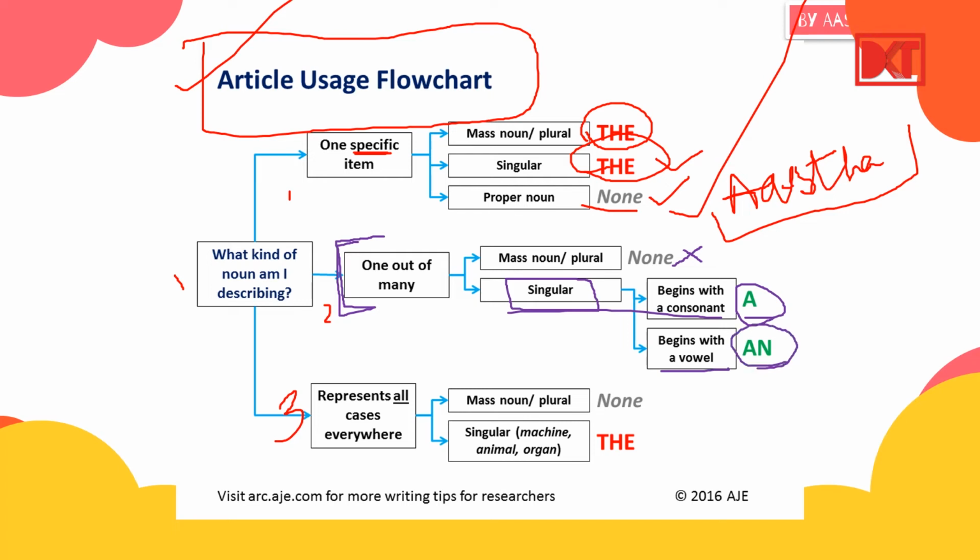Then third category will be the one which represents all cases everywhere. Which kind of noun? We are describing the one which represents all cases everywhere. अगर plural है तो कुछ नहीं, और अगर singular है तो we will be using the. Okay? क्योंकि ये जो है this is representing all the cases everywhere. ये एक specific है जिसका कोई alternative नहीं है. It is being representing everywhere the same. So the. This is the article usage chart.